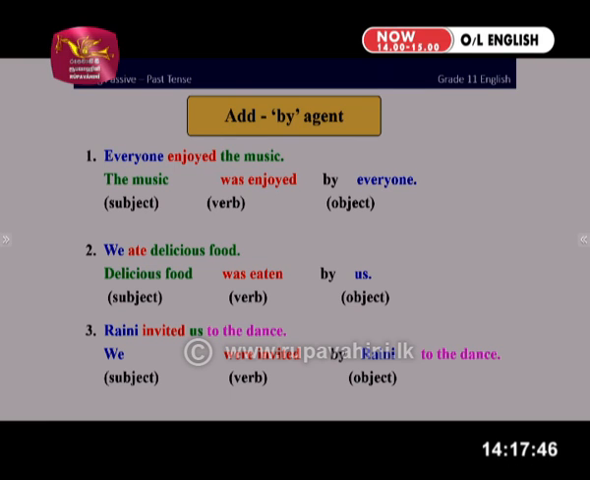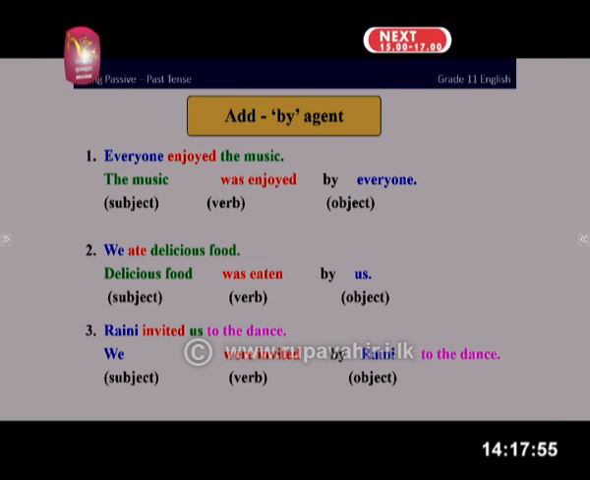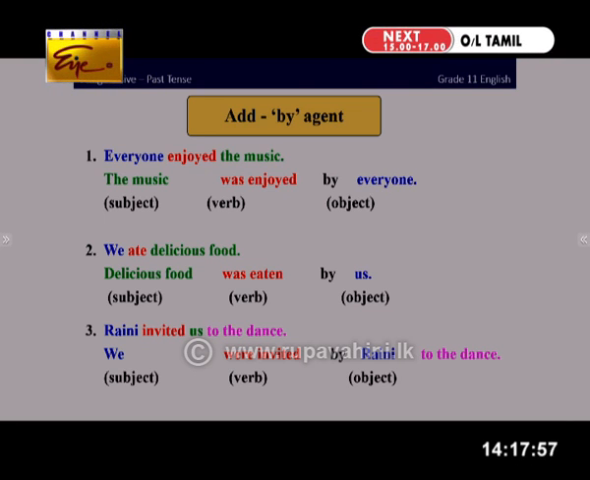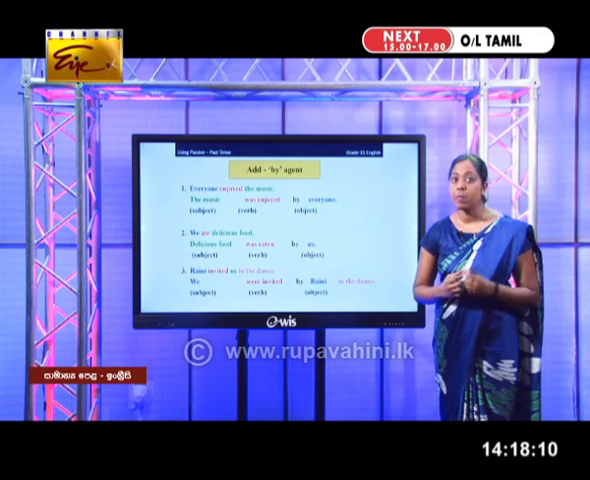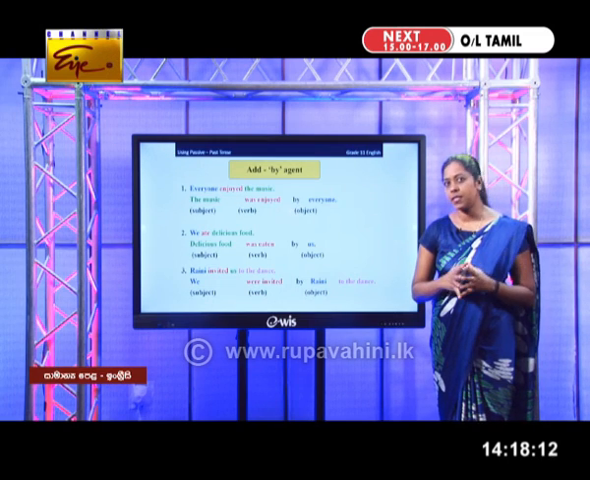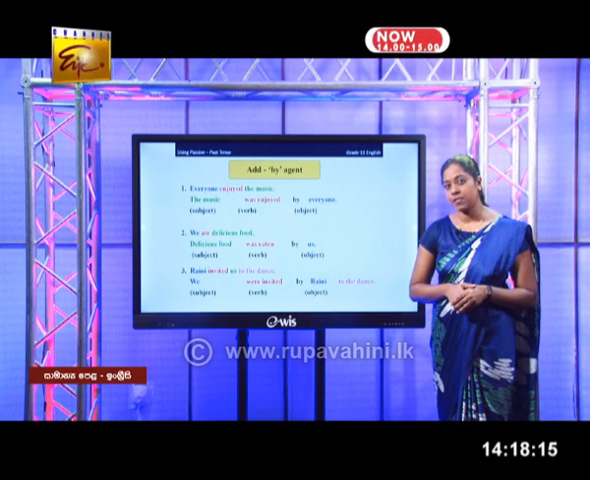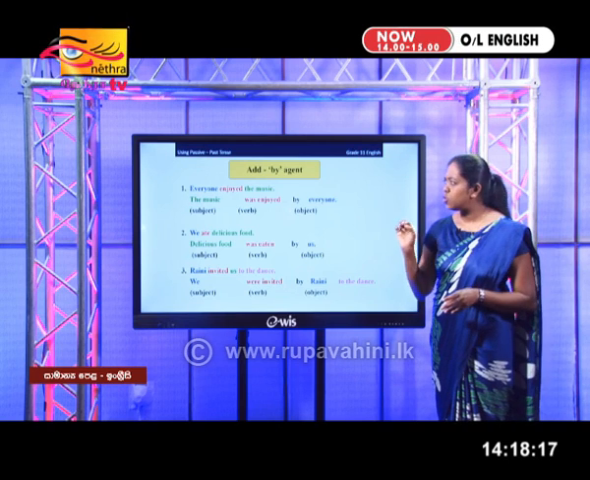Look at the other two sentences as well. We ate delicious food. Delicious food was eaten by us. Rini invited us to the dance. We were invited by Rini. So the word by here is used to indicate the doer, to show that this particular person is the one who has done the task. But remember, it is not compulsory all the time. There can be passive sentences where we drop the by.